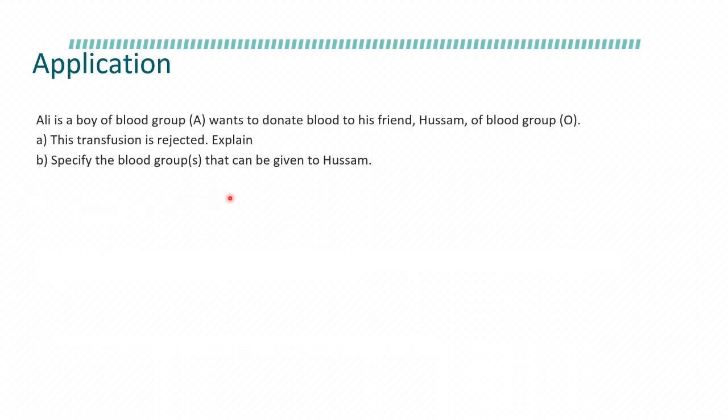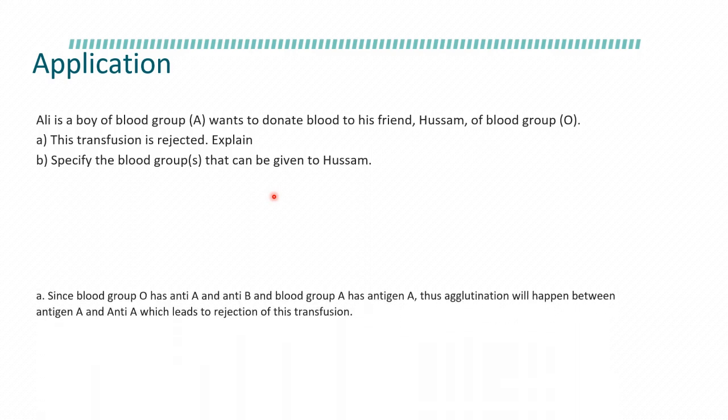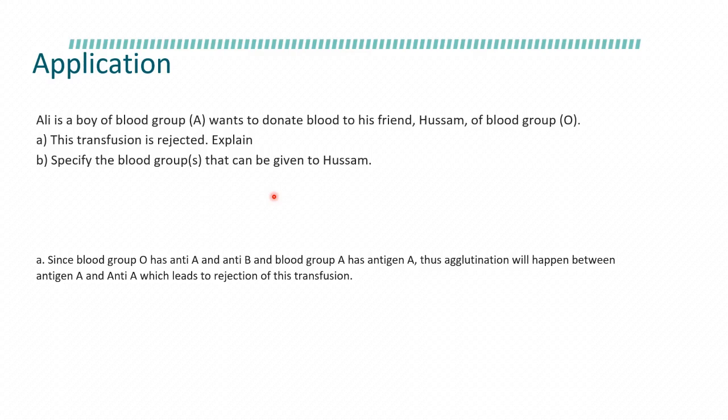Specify the blood group that can be given to Hussam. Hussam is blood group O, so he can receive from blood group O only because it is a universal donor and he has both antibodies A and B. So he can't receive from either A, B, or AB. So, since Hussam is blood group O, he can receive from blood group O only.